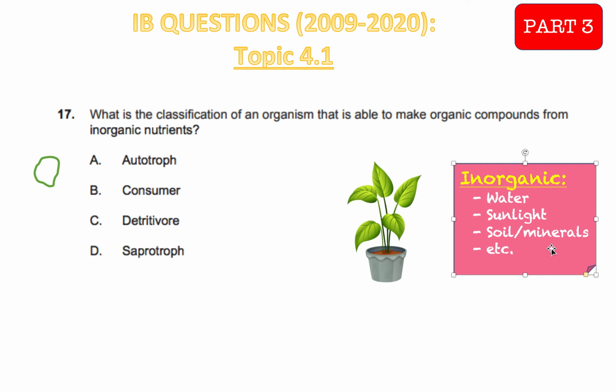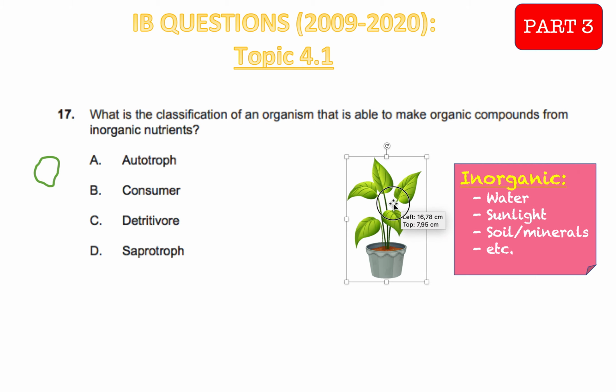Now, humans, for example, are not able to use inorganic things. We are not able to use things like water and sunlight and soil and all that stuff to grow ourselves. We actually need to eat something. That's why we have a mouth. So we actually go and eat things like plants and animals, which are organic, in order to make ourselves organic, in order to grow ourselves. So we're not involved at all with inorganic things.